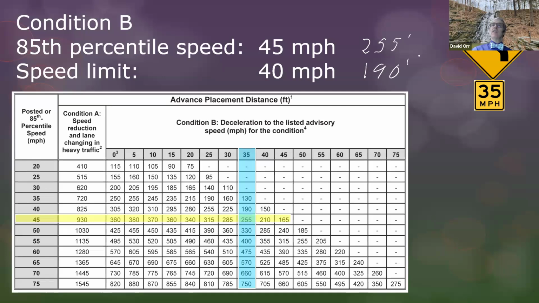So I'm going to ask you to raise your hands. If your agency uses 85th percentile, raise your hand if your agency uses 85th percentile for your advanced signage. Okay. So quite a few of you. Okay. Now I'm going to lower everybody's hands. Raise your hands if you use speed limit every single time.